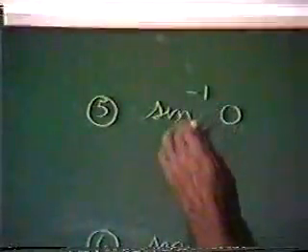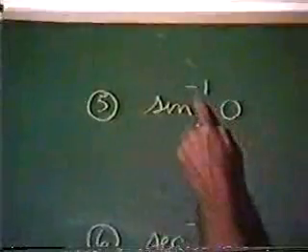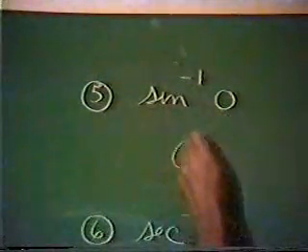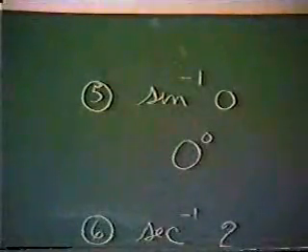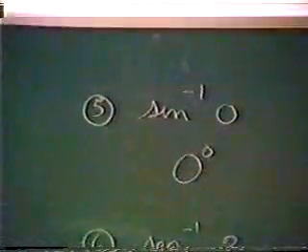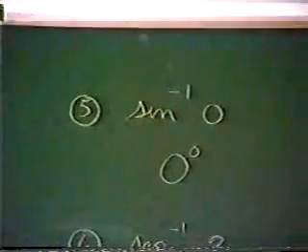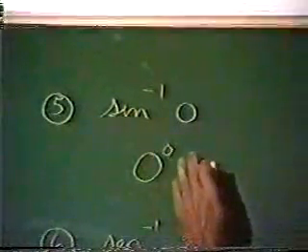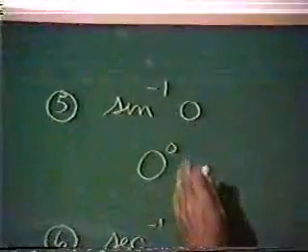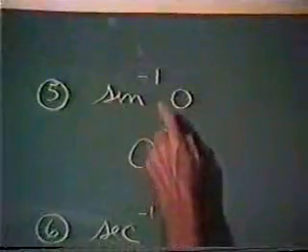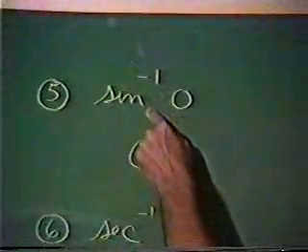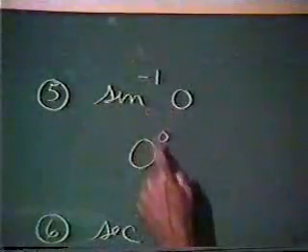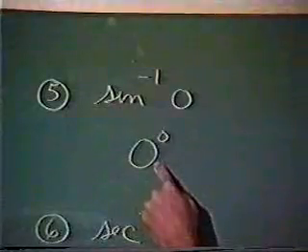The inverse sine of 0. What angle has a sine of 0? That happens to be 0 degrees, and 180. You see, most of these problems have two choices. But because of the principal value concept, the sine says the angle must be between minus 90 degrees and plus 90 degrees. Therefore, 0 degrees is the only answer.